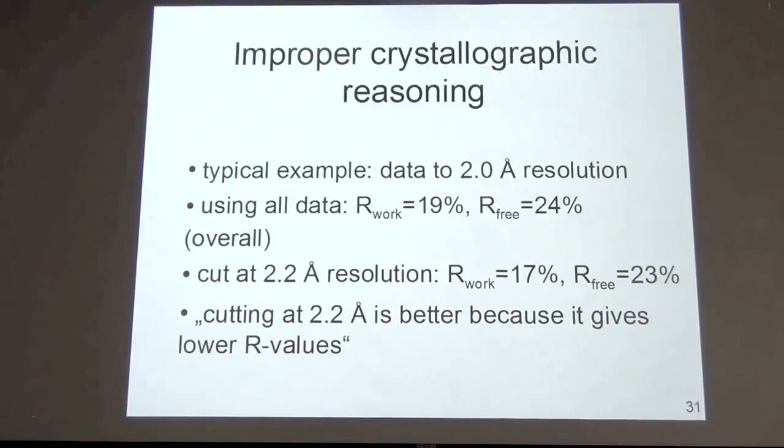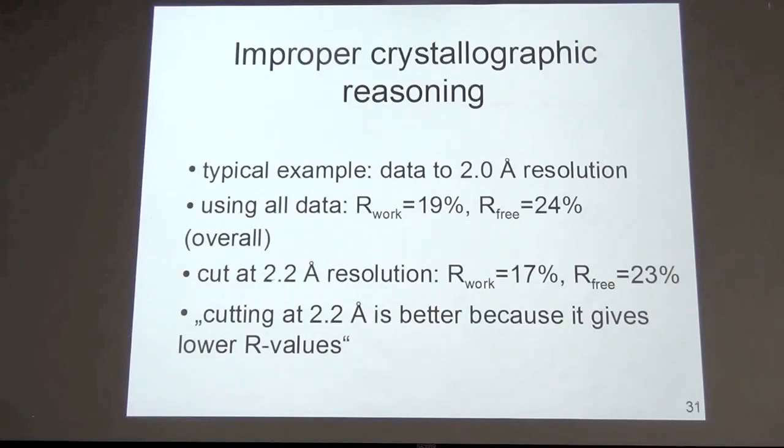And now, I would like to present to you some ways of doing improper crystallographic reasoning one way and the proper way. Typical case, you have data to 2 angstrom resolution, so the edge of your detector is at 2 angstrom, you have only 2 angstrom data. So using all these data to 2 angstrom, we get our R work of 19 and our R free of 24% overall. Your model, you're very nice.